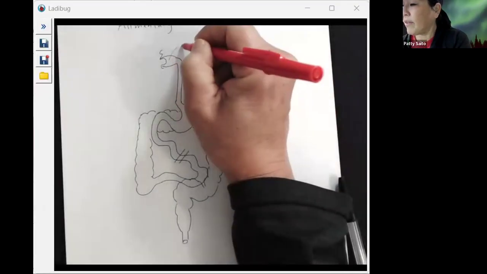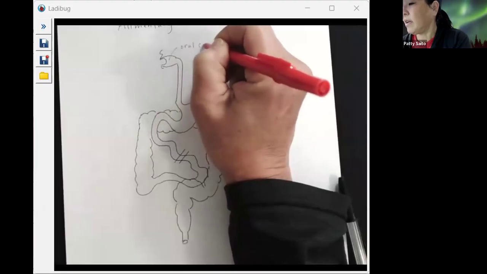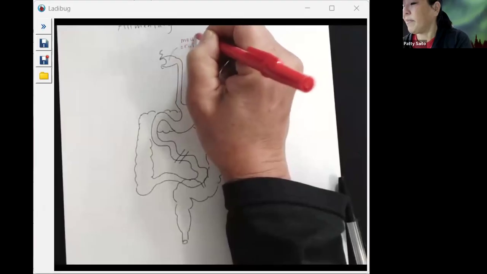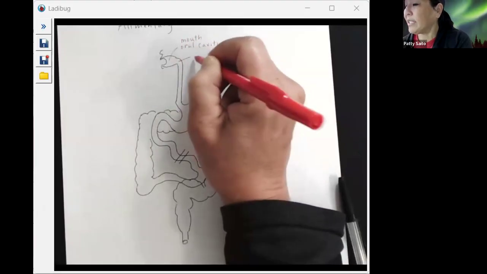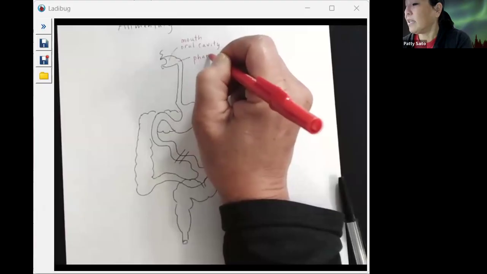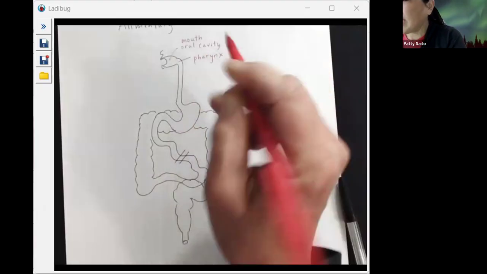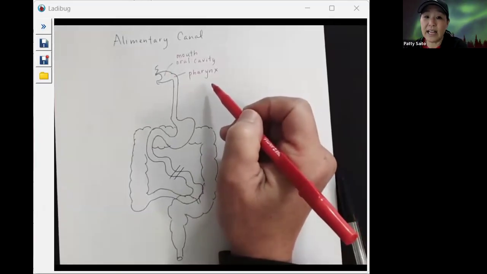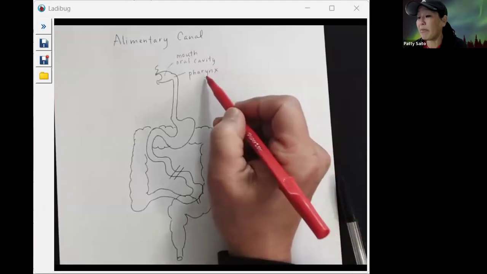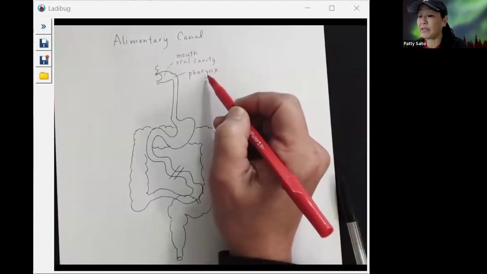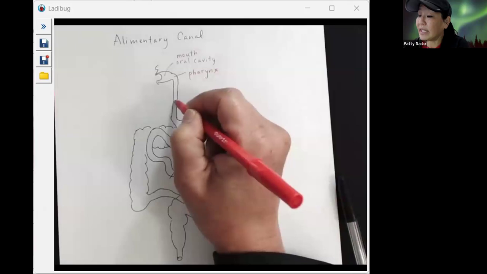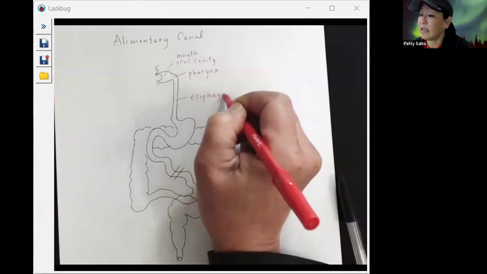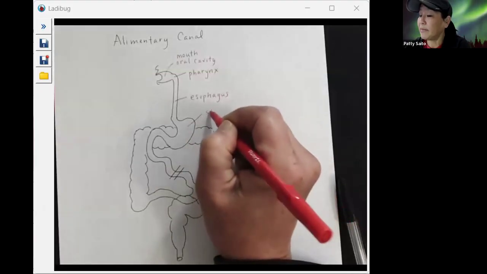We have the oral cavity, the mouth and oral cavity. We have the pharynx. And I may or may not have stressed it's pharynx, Y and X. It's not pharynx with an N. That's very common. People want to say one thing, but it's pharynx. Then we have the esophagus. Then we have the stomach.